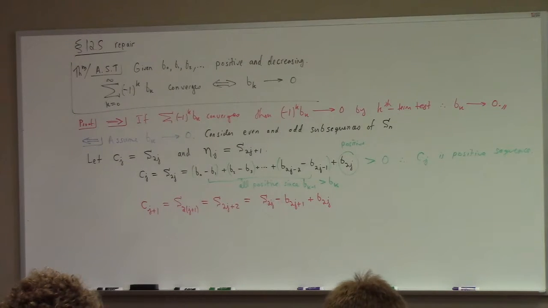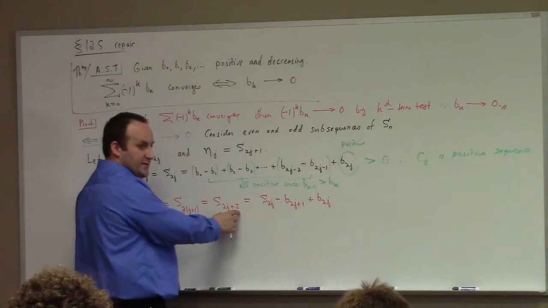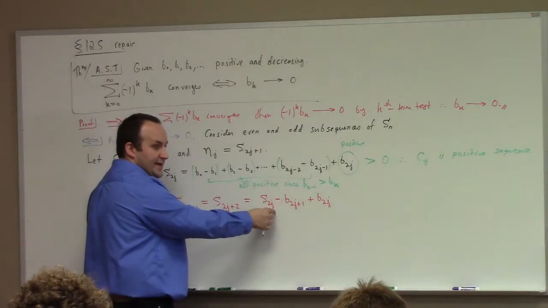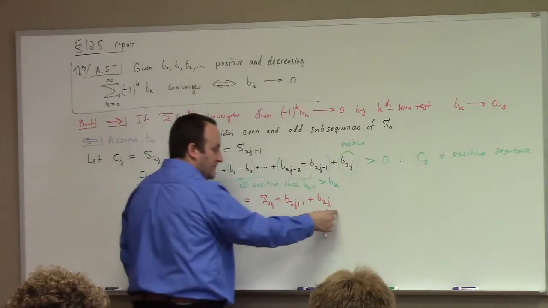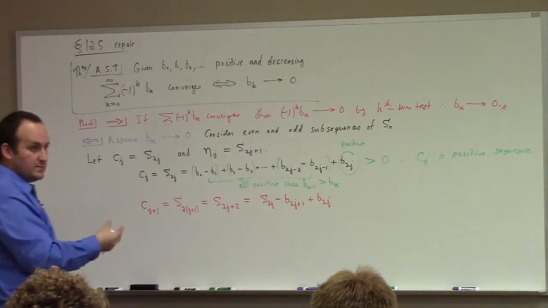Do you guys see what I did there? If you look at the (2j+1) partial sum of the series, you go all the way to j, and then you add the next two terms, which happen to be minus the odd term plus the even term, right?